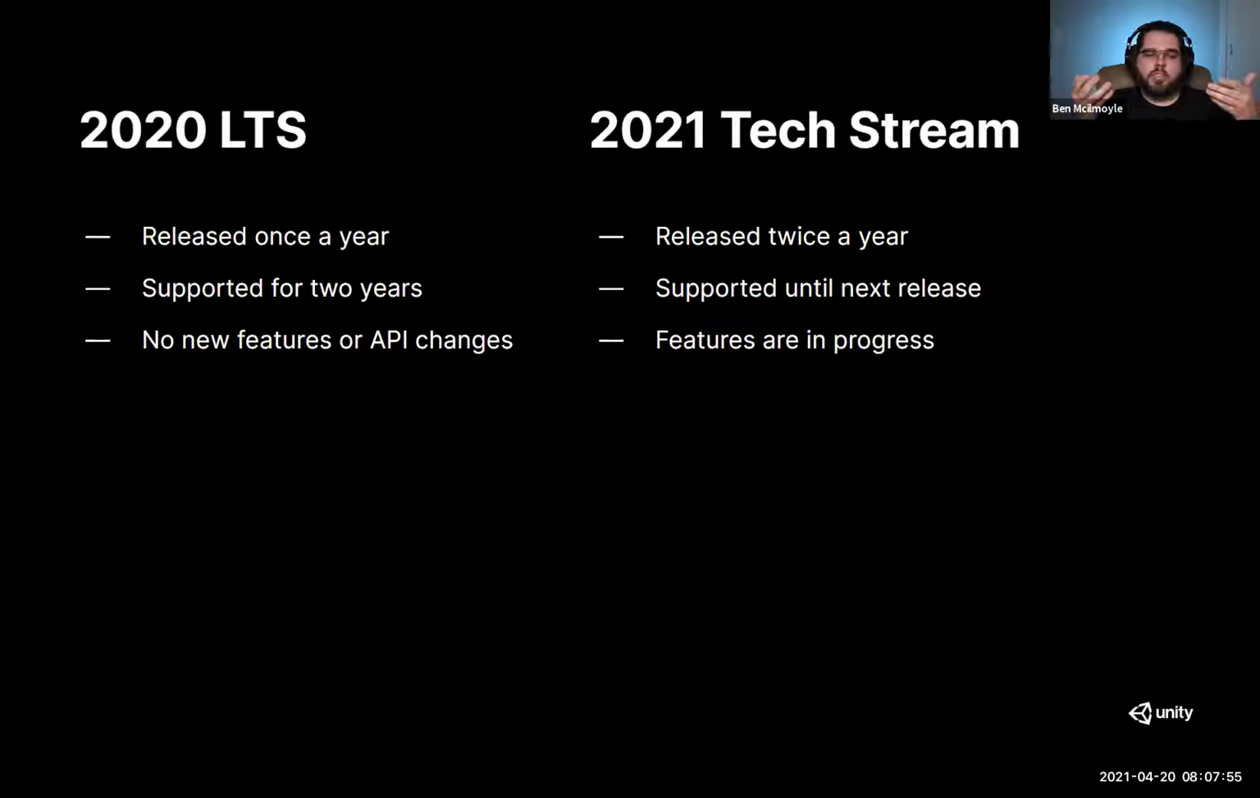So we have these two different versions here, LTS and tech stream. And why might you choose one versus the other? Like I really just said, it comes down to stability. If you have a game that's about to go into production, or maybe it already is in production, chances are you really value stability. You don't want weird new bugs or weird new things popping up in your games. So we suggest using the LTS version.